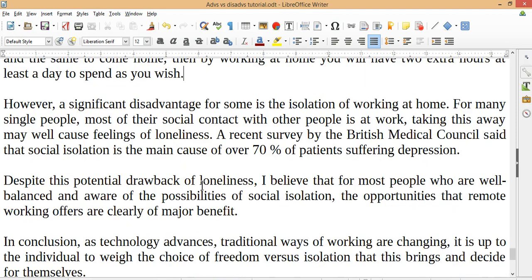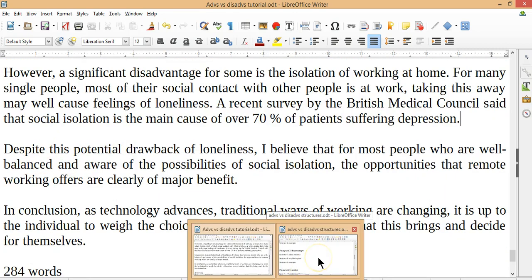But what's the disadvantage? Well, a significant disadvantage for some is the isolation of working at home. For many single people, most of their social contact with other people is at work. So if you work at home, you're taking this away, it may well cause feelings of loneliness. A recent survey by the BMC said social isolation is the main cause of 70% of patients suffering depression. Oh dear.